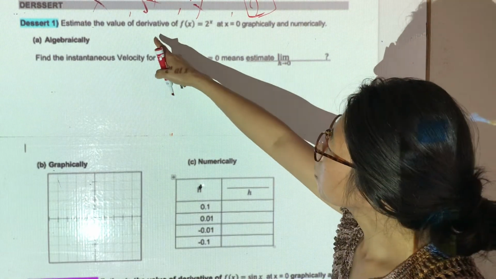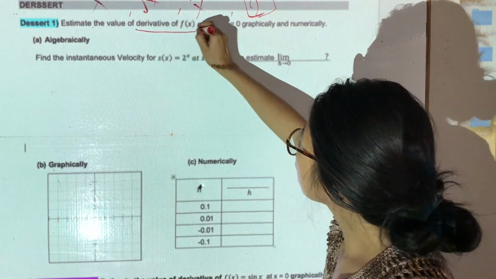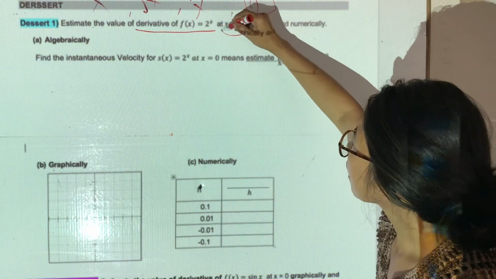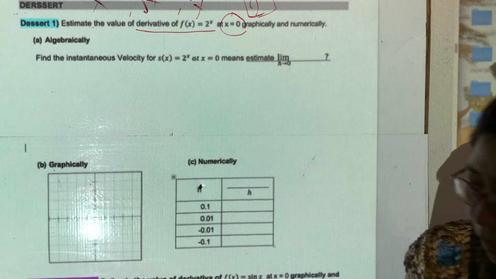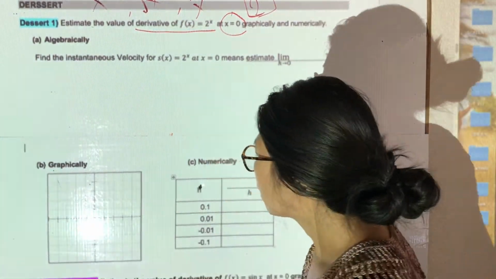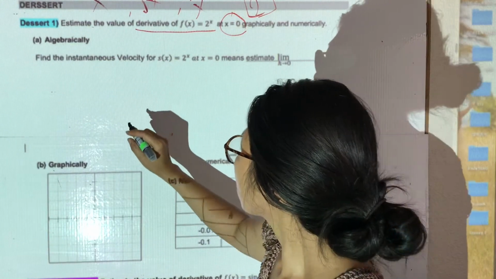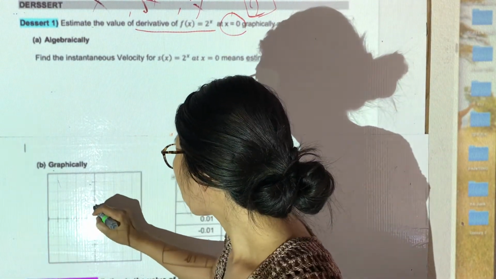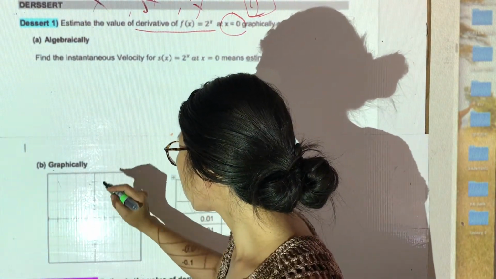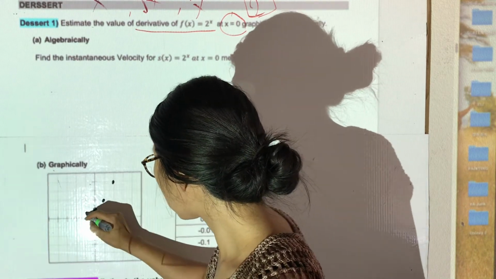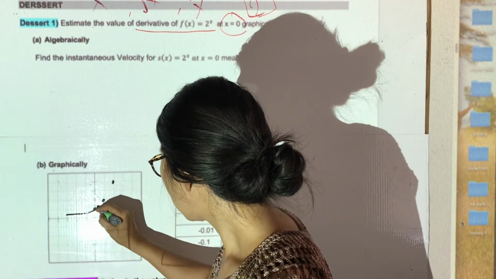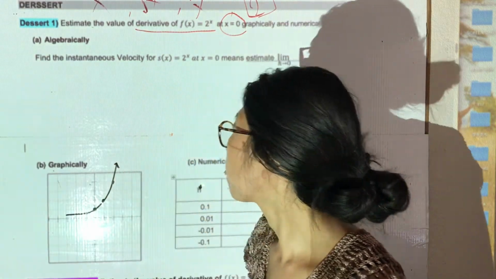We want to estimate the value of the derivative of 2 to the x at x equal to 0. So let's graph it and see if we can feel it. If I want to graph the 2 to the x function, I plug in 2, 1, 0, negative 1, negative 2. We practiced this at the beginning of this semester or last week. It's going to pass through these points.